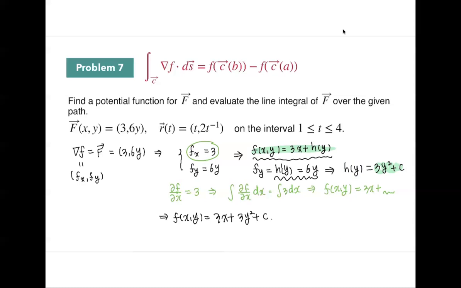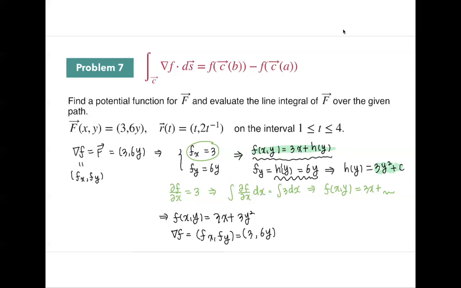Okay, so let's check that this is really a potential function for f. Let's compute the gradient of f here. Then you get fx and fy, so you can calculate 3 and 6y. Okay, you can see that it is the potential function. F is the potential function for the vector field f. And c does not depend on our result, so we just put c equal to 0 here. Okay, so let's say f of x comma y is just 3x plus 3y squared.